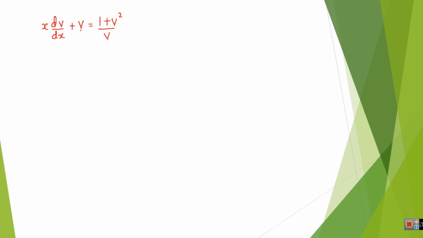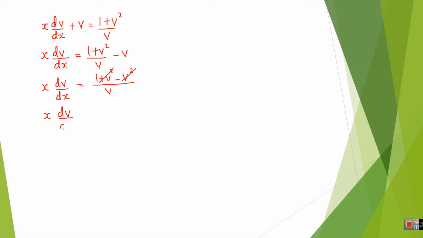So I am now moving this v to the right side of the equation, so this equation will become x dv over dx equals (1 plus v square) over v, and that particular plus v will become negative v here. Solving through, taking the LCM, we will get v here and 1 plus v square here, and that v after multiplying with that v will become v square, and we will get x dv over dx here. So this plus v square and minus v square will be cancelled out, and we are left with x dv over dx equals 1 over v.